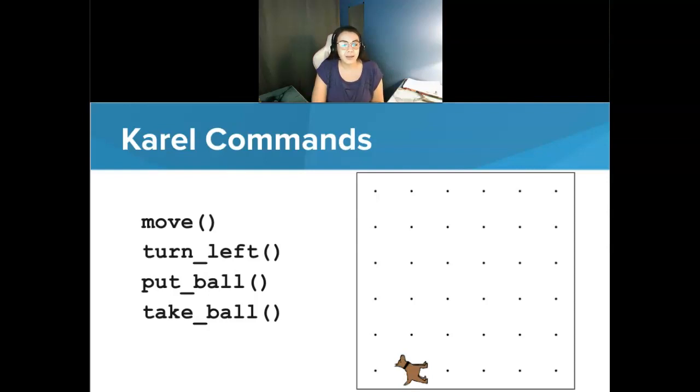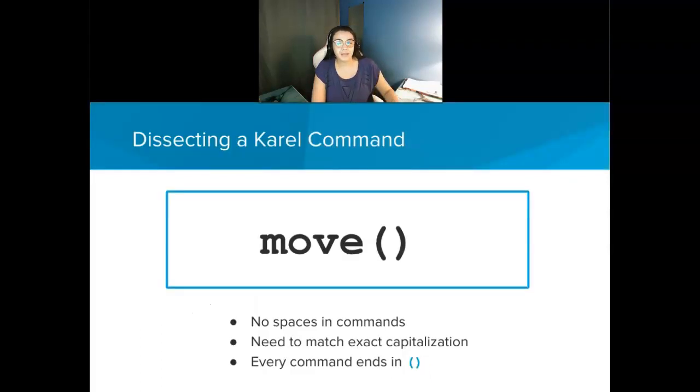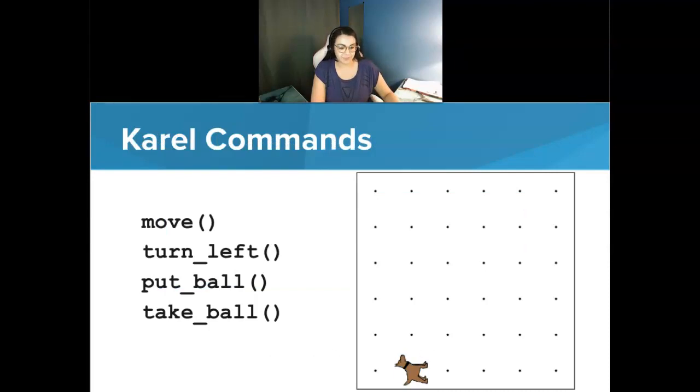So next we have put ball. The put ball command puts down a tennis ball on the space where Karel is standing. So it would look like that. The take ball command picks up a tennis ball from the space where Karel is standing. So if we tell Karel to take ball, Karel will remove the ball in the space where Karel is standing.